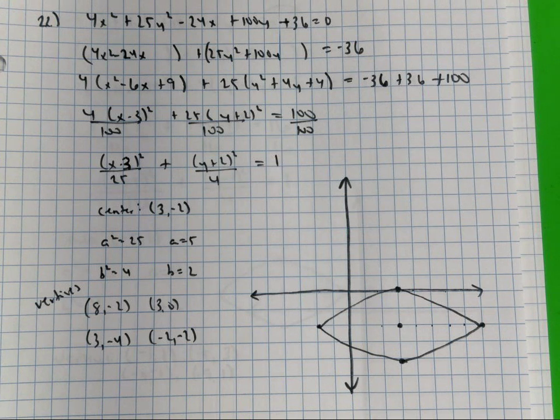All right, now I get 100. I'm going to divide this by 100. I can reduce that to 25, reduce that to 4, and I get 1, and so forth.